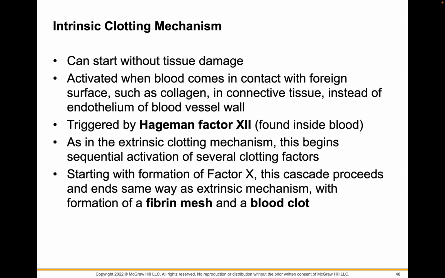So what activates intrinsic clotting mechanisms? Well, it's activated when blood comes in contact with some surface, like collagen in the connective tissue of the blood vessel wall. And this is triggered by factor number 7, which is found inside blood, and they call it Hageman factor 7. As in that other clotting mechanism we talked about, this starts the sequence of several clotting factors being released. And once you get to factor X, this cascade proceeds the same way, and you end up making that fibrin mesh and a blood clot.